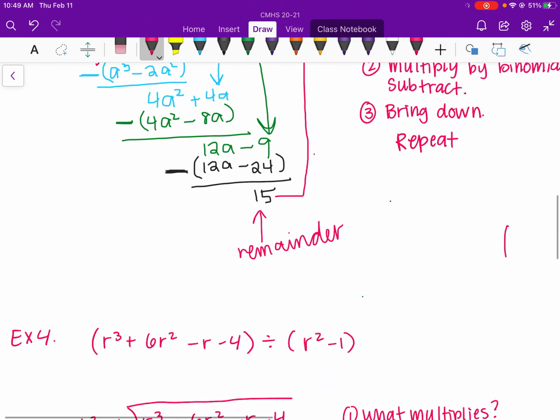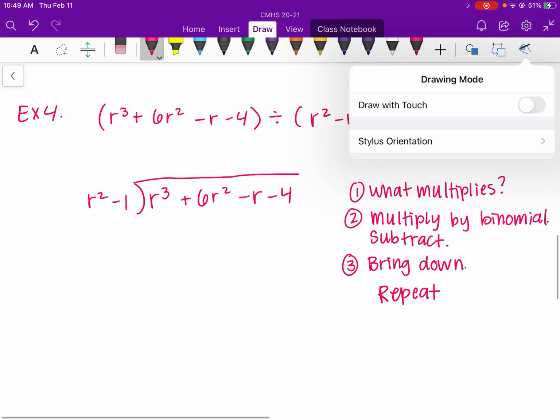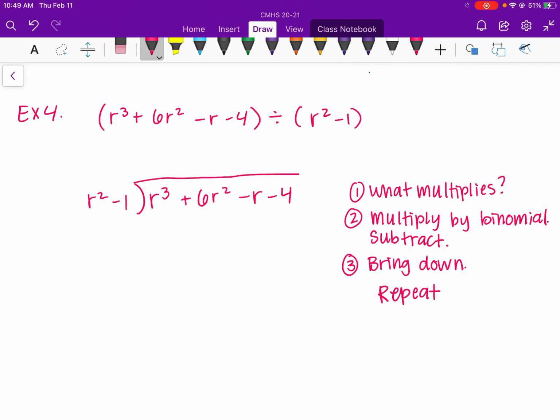Okay, next one. Let's scroll down. We have 2 more. So let's look at this one. We're doing r to the third plus 6r squared minus r minus 4 divided by r squared minus 1. All right, same step. Step number 1, what multiplies by the left, r squared minus 1? What multiplies by r squared to get r to the third? And that is r. So r times r squared is r to the third.